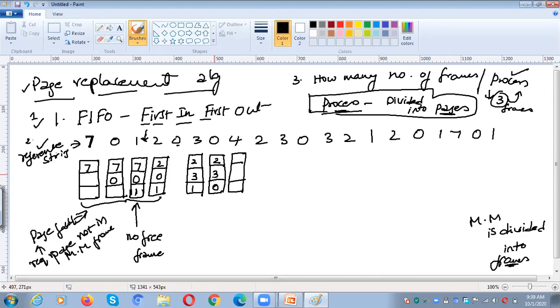Because when compared to 3 and 0, 0 just came into the main memory here, and then 3 came into the main memory here, and 2 came into the main memory long back. First came into the main memory, so I need to replace it with 3.